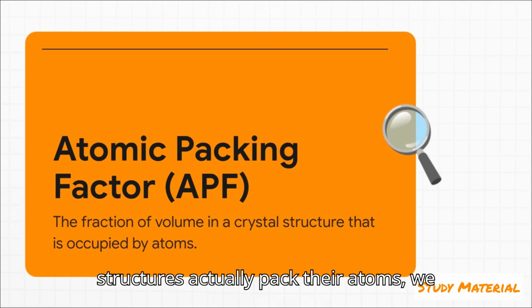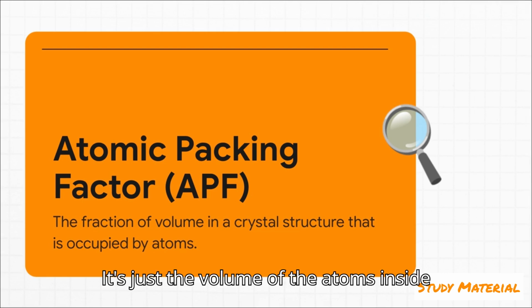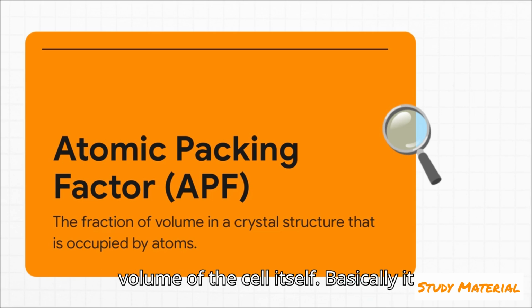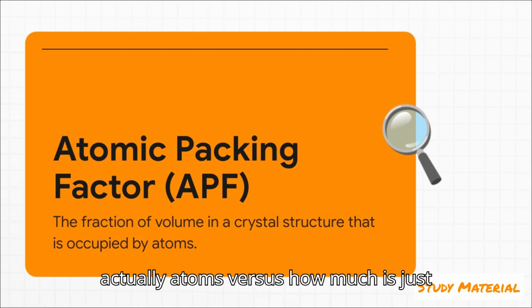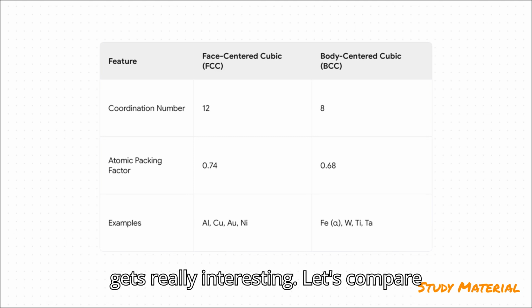To compare how well these structures actually pack their atoms, we use a number called the atomic packing factor, or APF. It's really simple. It's just the volume of the atoms inside the unit cell divided by the total volume of the cell itself. Basically, it tells us how much of the space is actually atoms versus how much is just empty void.